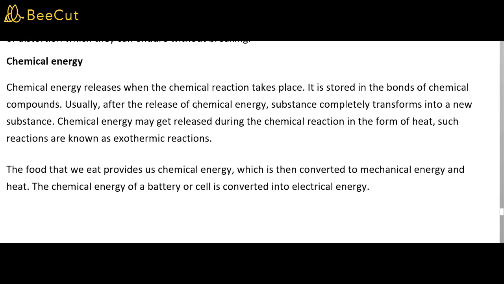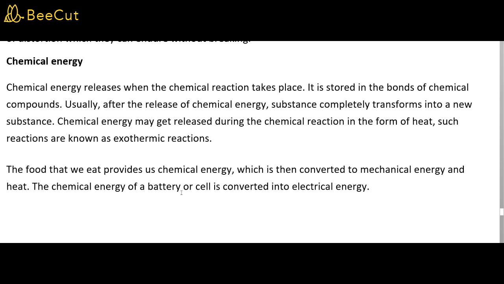Chemical energy is released when a chemical reaction takes place, and it is stored in the bonds once again. Usually, when the chemical energy is released, the object is completely transformed into some other, since it has emitted some particles. The number of electrons, protons or neutrons must have changed, so it is completely transformed into some other one. The food that we eat daily provides us chemical energy. The chemical process happens in our body all the time, and it is then converted into mechanical energy when we do some work, and the heat energy our body needs to remain at a stable temperature.